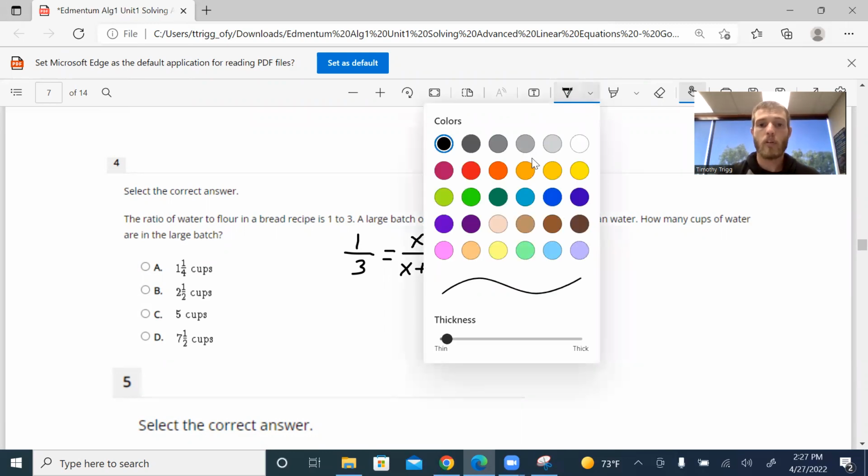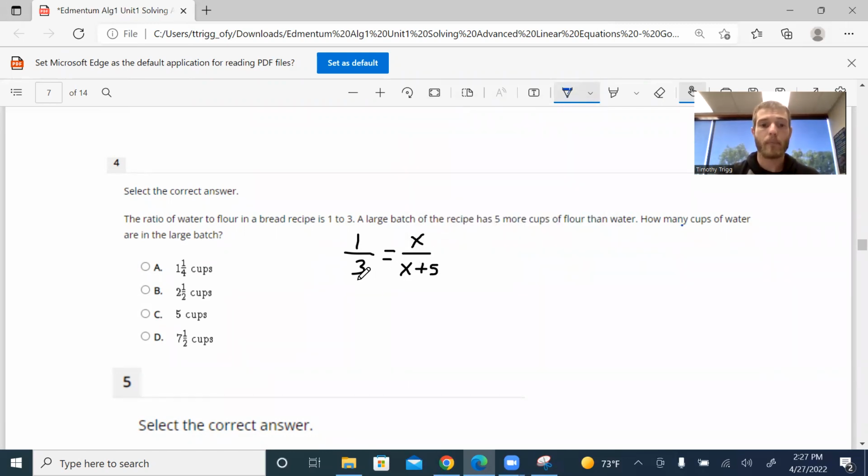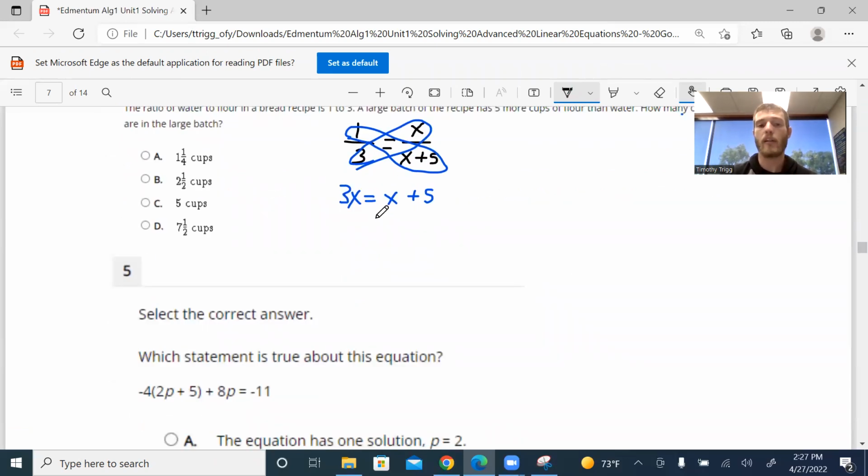So what we would do here first is cross multiply. 3 times x is 3x equals, and then 1 times x plus 5. 1 times anything is just itself. My next step, hopefully you can see I have x's on both sides. I don't like that, so I'm going to subtract x to get rid of it here on the right. That means I have to subtract x over here. 2x now equals 5.